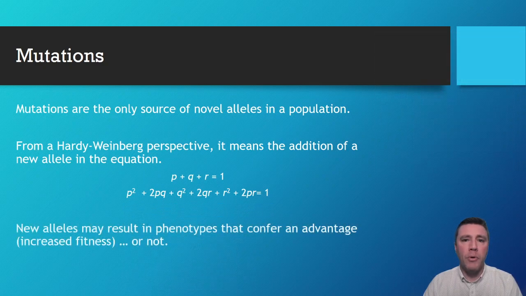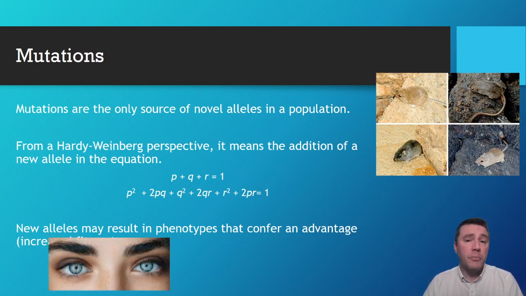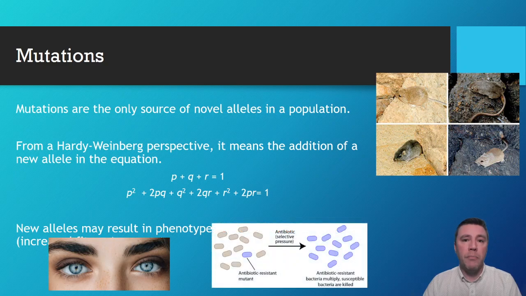It's also important to remember that new alleles arising by mutation may or may not generate new phenotypic variation and may or may not increase fitness. Consider the rock pocket mouse. The mutation for dark fur, a disadvantage on a light background, but a clear benefit on a dark background. The mutation for blue eyes in humans, a disadvantage in environments with intense solar radiation, but neutral and perhaps an advantage in other environments. When mutations occur in bacteria, resulting in greater resistance to antibiotics, that's clearly an advantage for them.